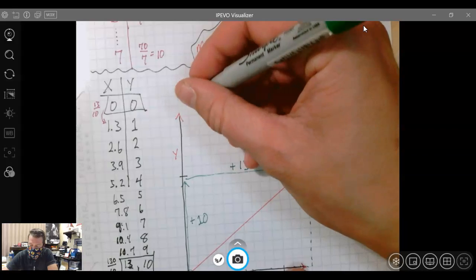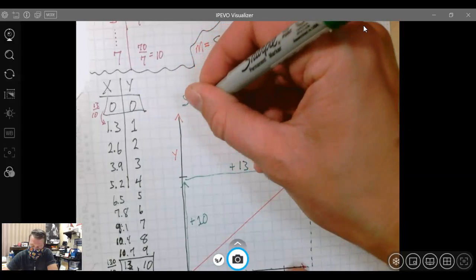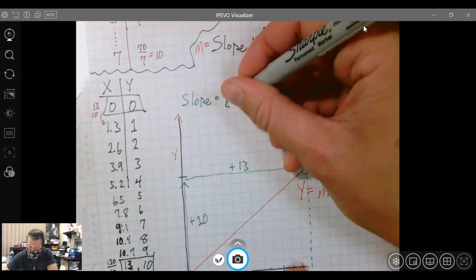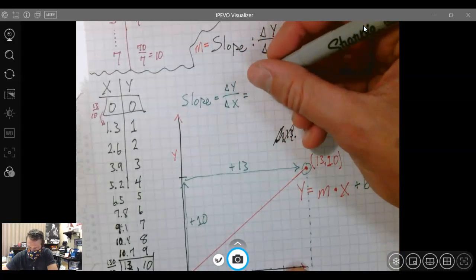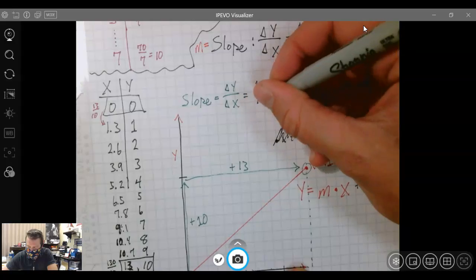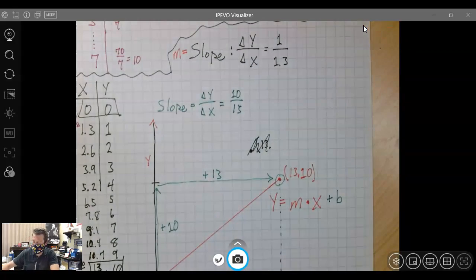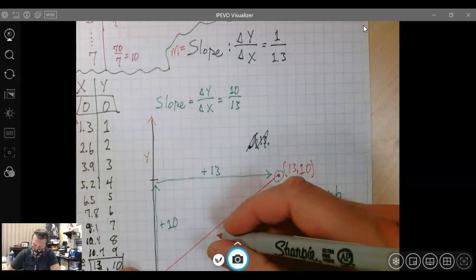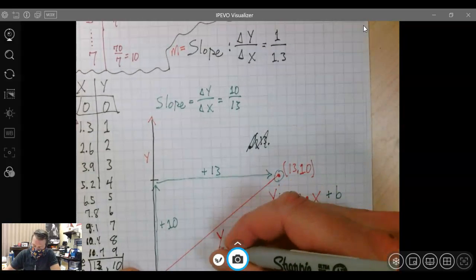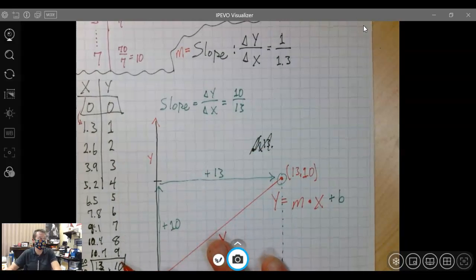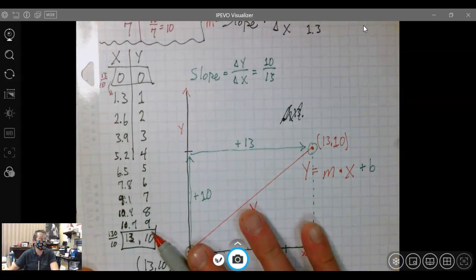So if we talk about the slope in this case being change in y over change in x, the change in y was 10, the change in x was 13. So the equation for this line, no, y was 10. Remember, this is why we said this one was kind of messed up.